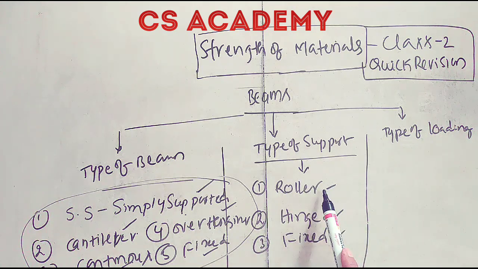Suppose one end is hinged and the other end is roller, that will be a simply supported beam. Suppose one end is fixed and the other end is free, that is called a cantilever. Suppose both ends are fixed, that is called a fixed beam. See the number of supports, the number of hinge supports and roller supports. The combination of hinge support and roller support is called a continuous beam. And based on these supports, the beams are classified.